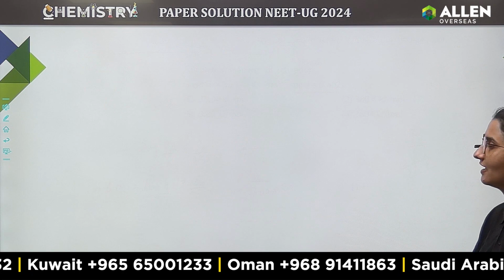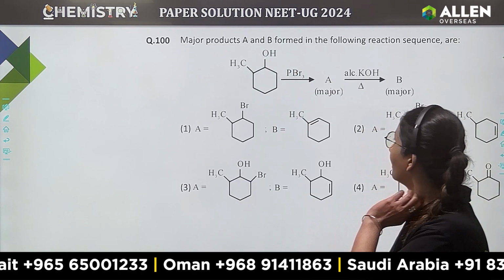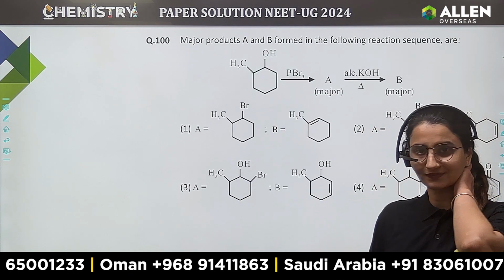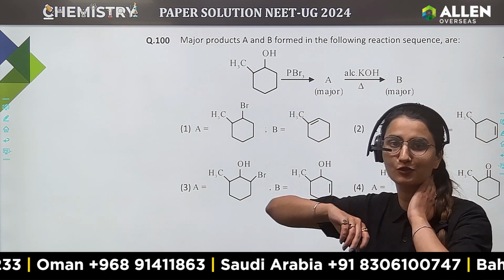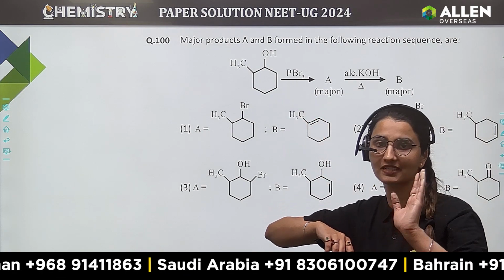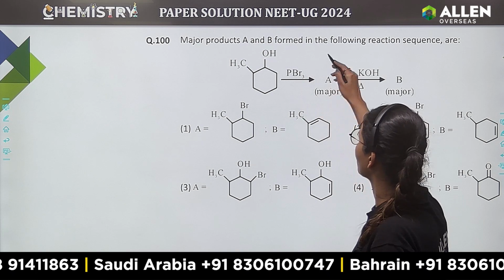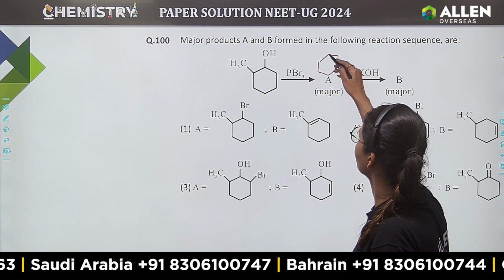Okay. Last question, students. It's a pretty easy question. We know PBr3 is a source of what? Br negative. It causes SN2. So instead of OH, what will come, students? We will get Br here.